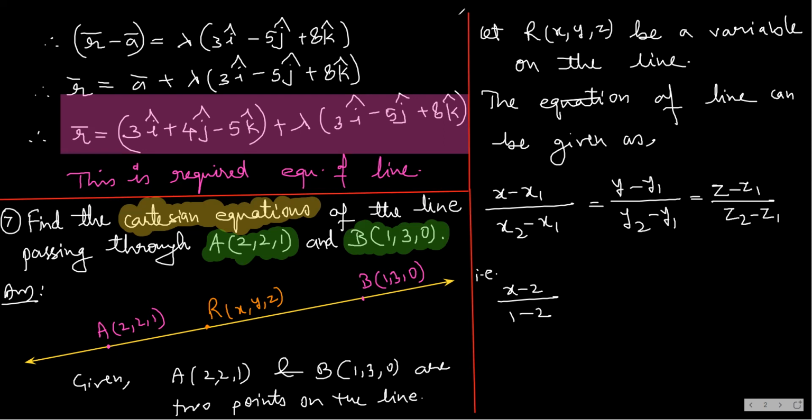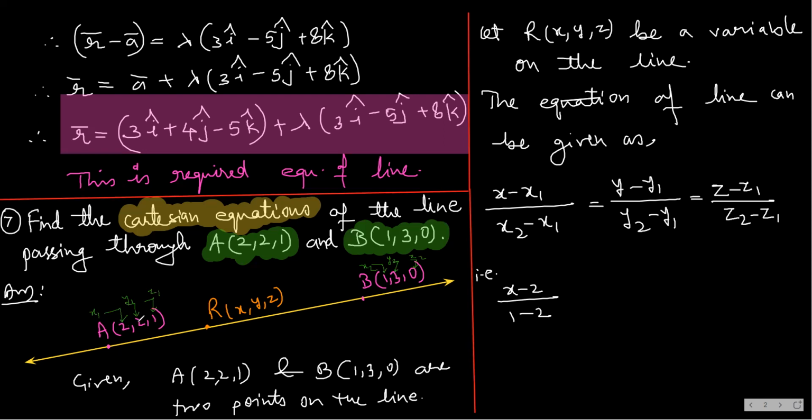See, these three are x1, y1, z1. And these three are x2, y2, z2. You see this? No need to write in the diagram. Just for your reference I wrote.